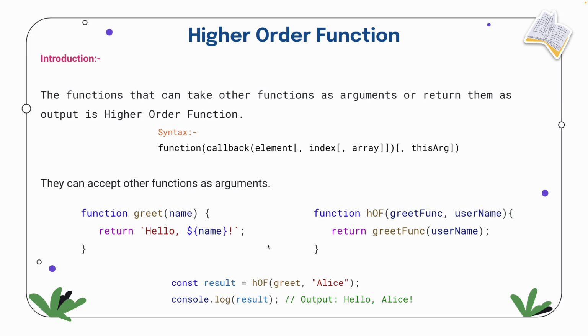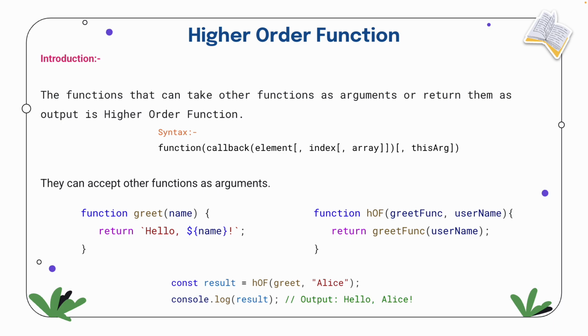One more thing I wanted to mention: whatever callback function we have created will work like this with the higher order function. Basically it is built for the array, not for objects, not for strings. It is only built for the array.